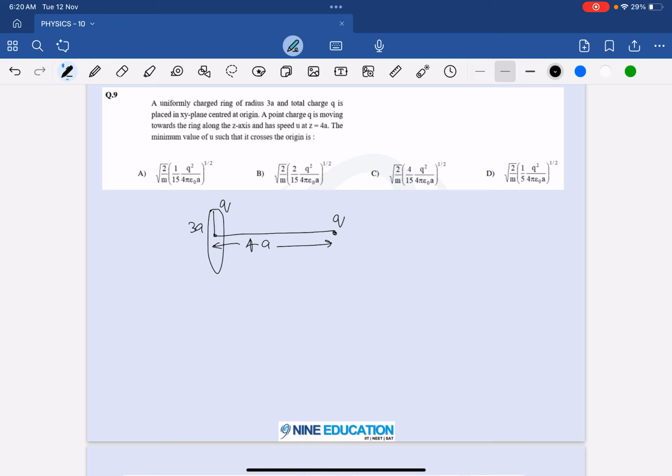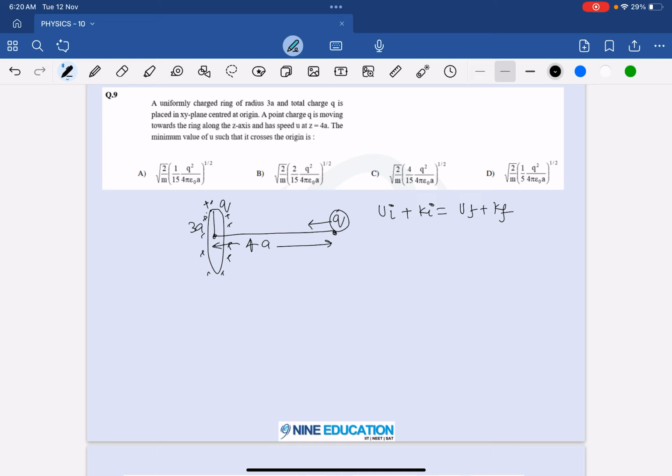The minimum value of U such that it crosses the origin. All right, sir. Right now we are able to see this is basically a positively charged ring. Sir, if there is a charge Q and this is also a positive charge, it must be given some velocity so that it can reach here. So basically the minimum velocity, all these questions can be done by conserving the energy. So now tell me, what is the potential energy in the beginning plus kinetic energy in the beginning, and what is the potential energy final plus kinetic energy final?